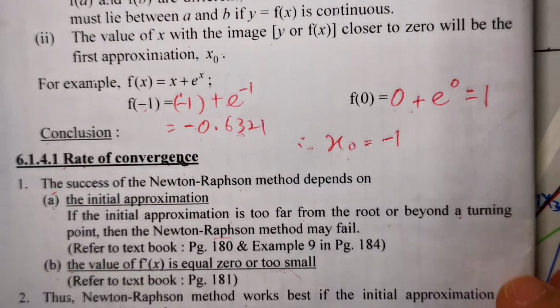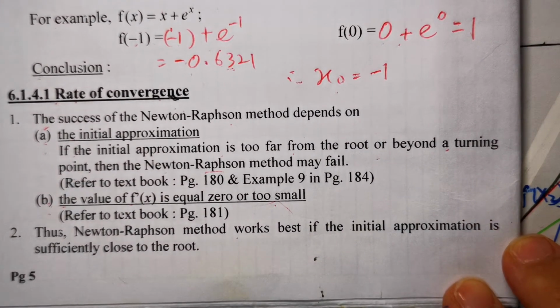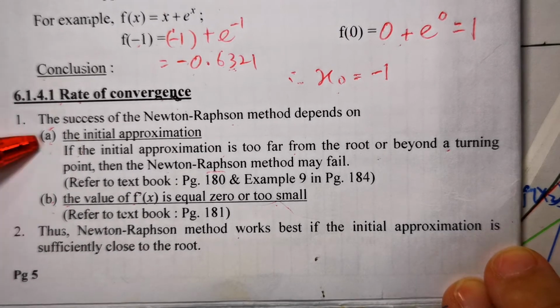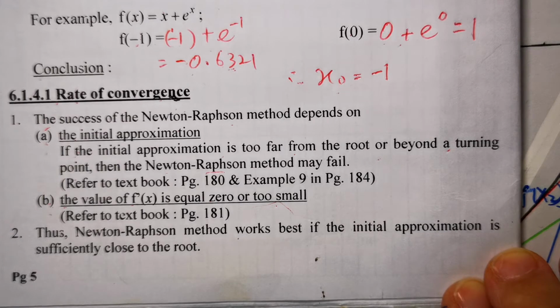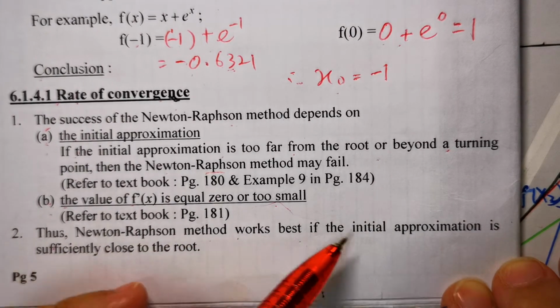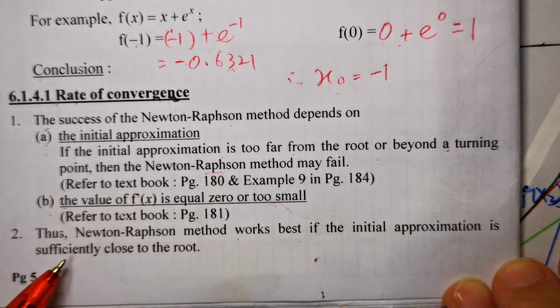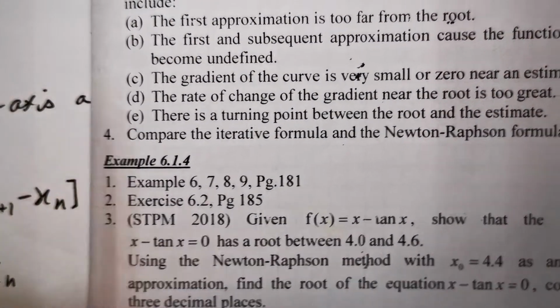Then next. Just now we already discussed these two criteria. You have to memorize them, because the question might ask in STPM. Thus, the Newton-Raphson method works best if the initial approximation is sufficiently close to the root.